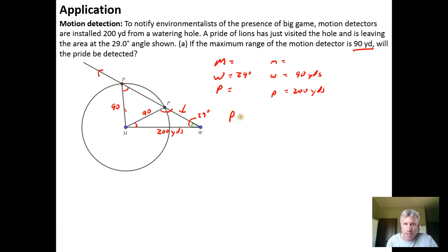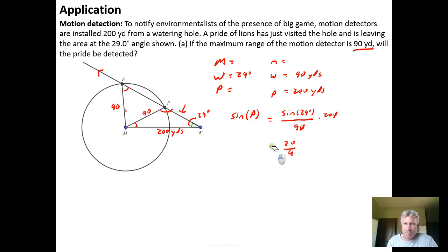I'm going to say, sine of P over the side opposite P, which is the 200 yards, needs to equal the sine of 29 degrees over the side opposite 29 degrees. So it's going to be 90. And then we multiply both sides by 200 to get the 200 out of the denominator. So 200 divided by 200 is 1, 1 times sine P is sine P. And this is going to equal sine of 29 degrees times 20 over 9.